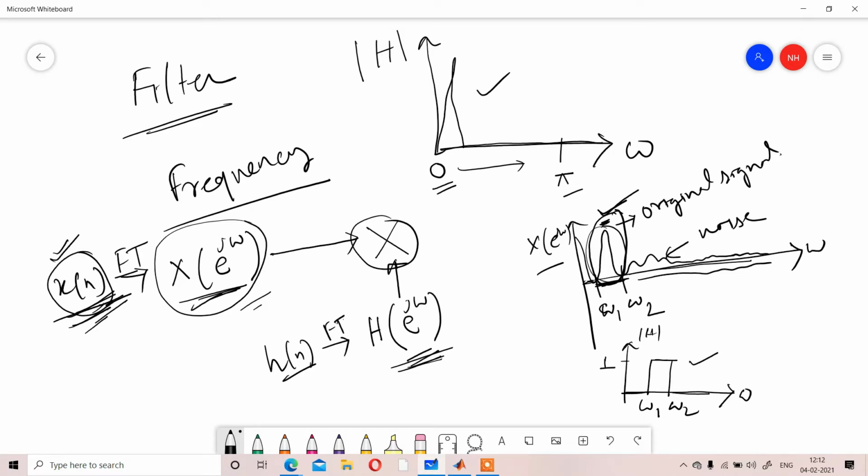Okay, so that is our interest. We will keep the peak by removing the other parts. So in that way we will design our filter. Okay, clear to that? Or if you have any question, you can ask me.